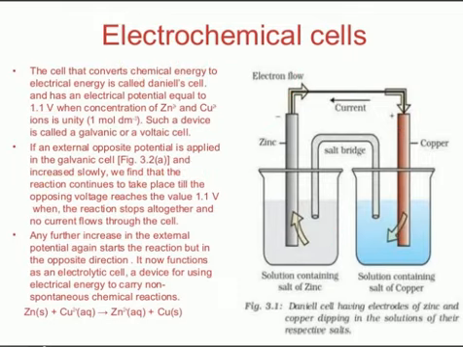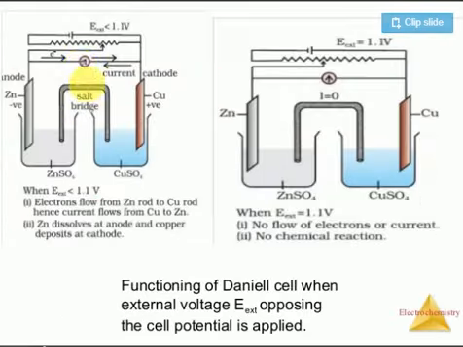Now suppose I take a second step. The cell produces a potential of 1.1 volt, and I connect some external circuit. If the external potential is less than 1.1 volt, electrons flow from the zinc to copper. So electrons move from here to here. As time goes on, zinc dissolves at the anode and copper is deposited at the cathode.